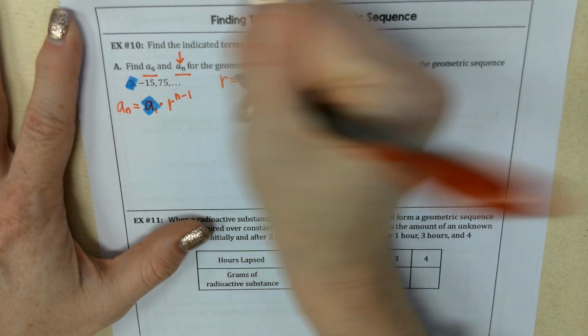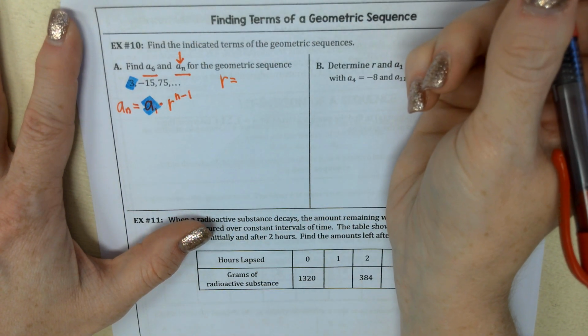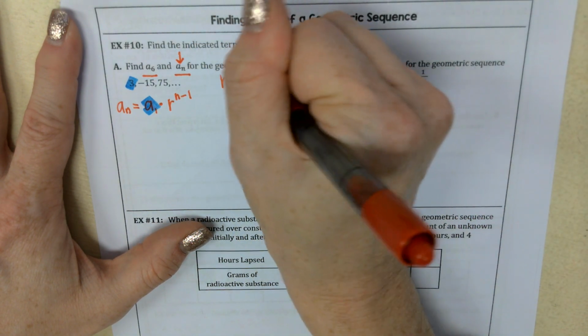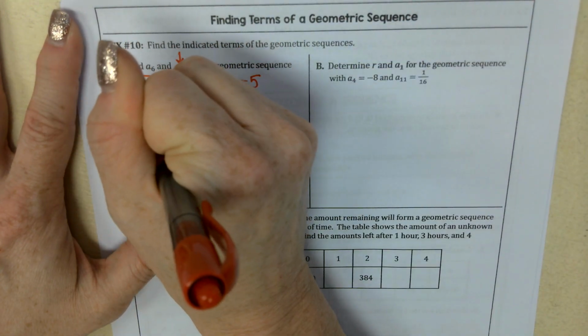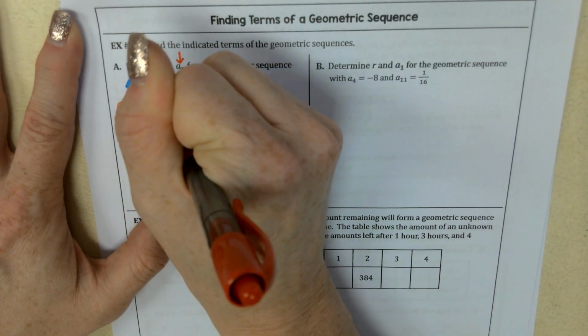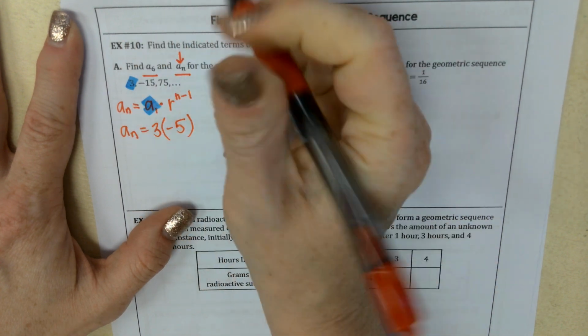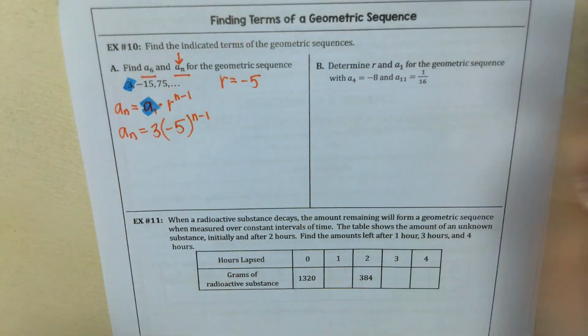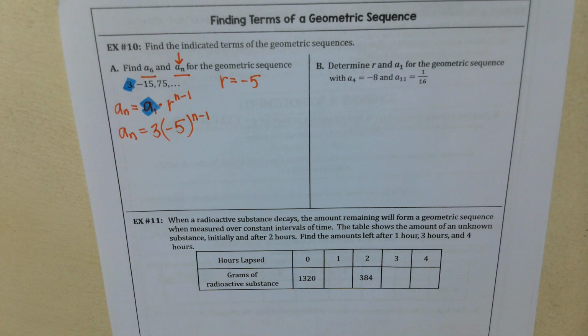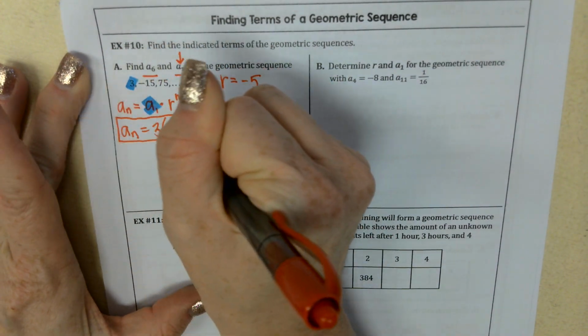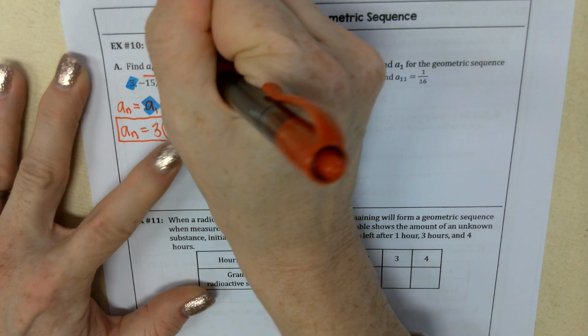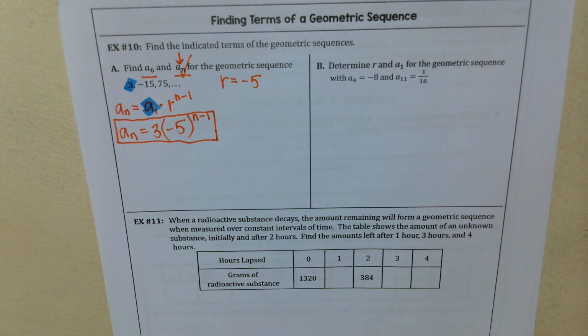And then my common ratio is what here? -5. So my first term is 3. I'm going to put -5 in parentheses due to the n minus 1 power. That is my general rule. That took care of that first part, so I'm going to check it off.